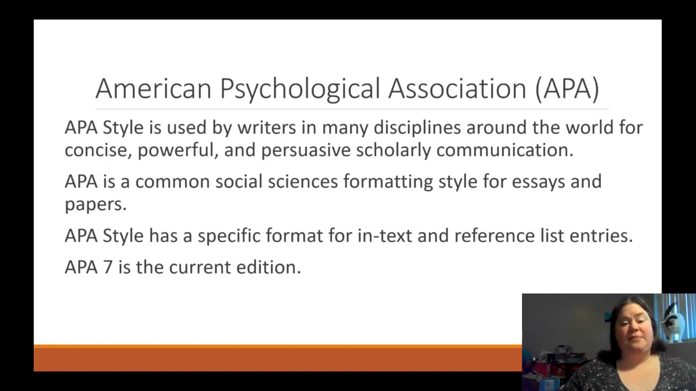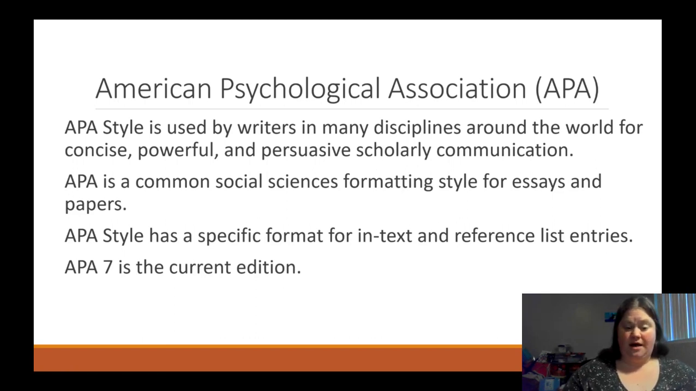So, what is APA? Well, it's the American Psychological Association. It is a style that writers in many disciplines use around the world for concise, powerful, and persuasive scholarly communication, including the field of communication, also psychology and history as well. If your degree or your discipline does not use APA, you're going to want to make sure that you are following their guidelines, but for this class, you definitely need to know APA.